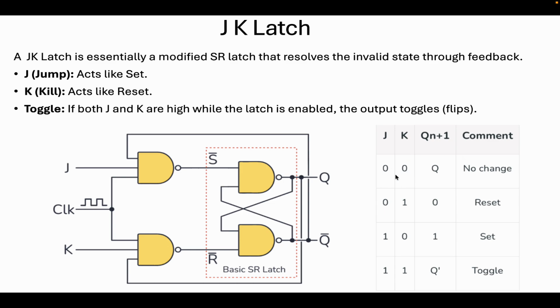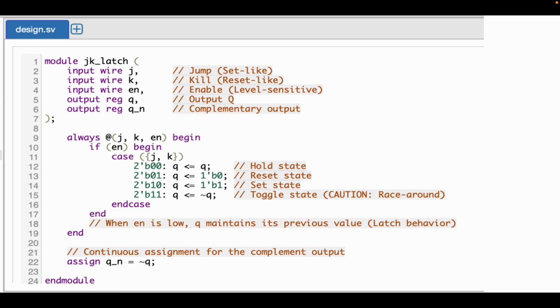When J and K are both 0 and 0, there will be no change. When it is 0 and 1, you will have a reset state. 1, 0, you will have a set state. And 1, 1, it will toggle. You will understand it better through a code.